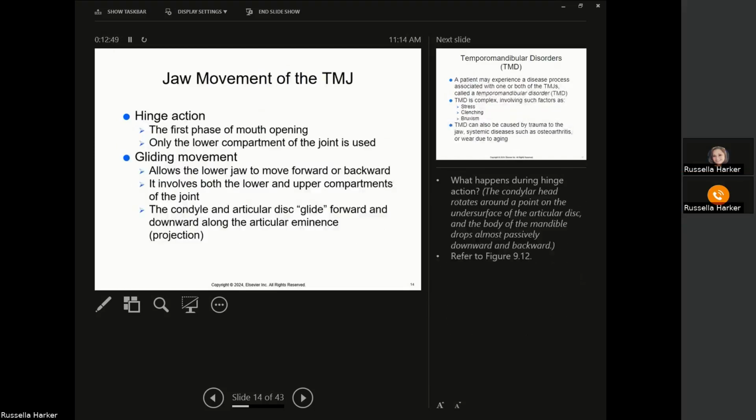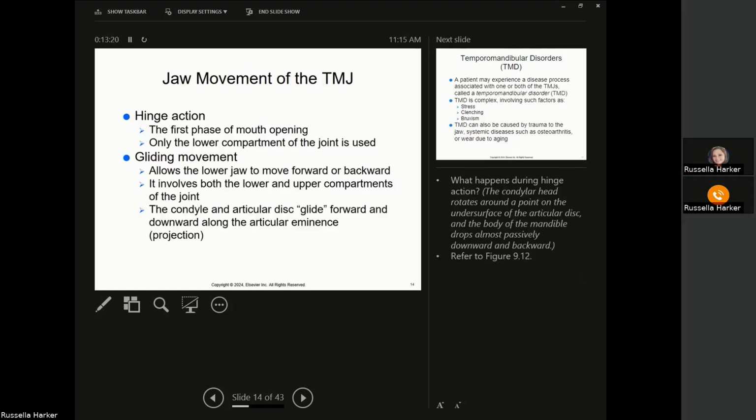For jaw movement of the TMJ, all joints move differently. The TMJ has two different actions. It has a hinge action, which is the first phase of opening your mouth. Only the lower compartment of the joint is used in that action. That's when the condylar head rotates around a point on the undersurface of the articular disc, and the body of the mandible drops almost passively downward and backward.